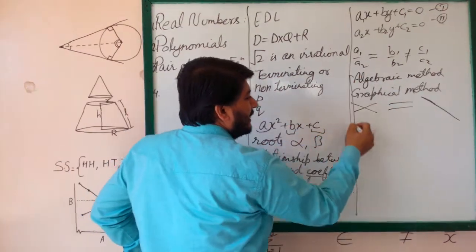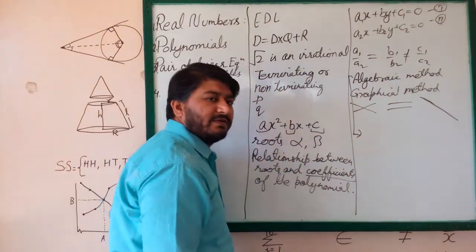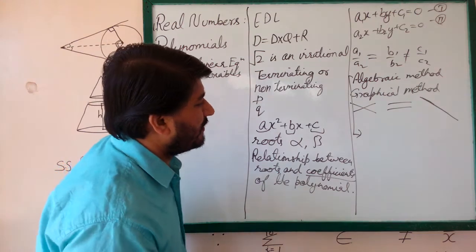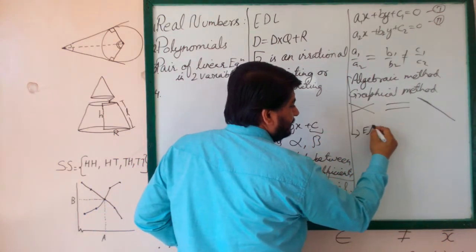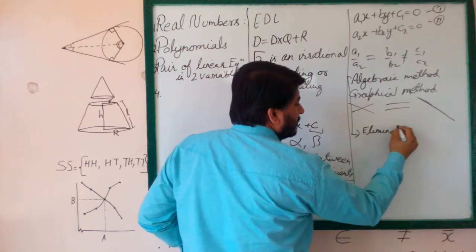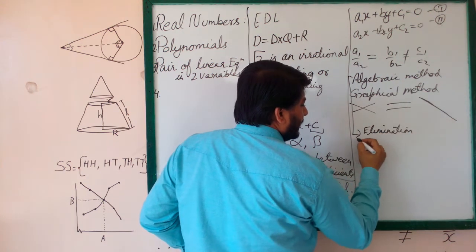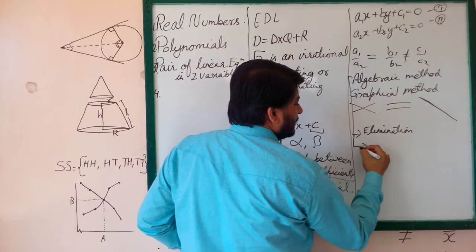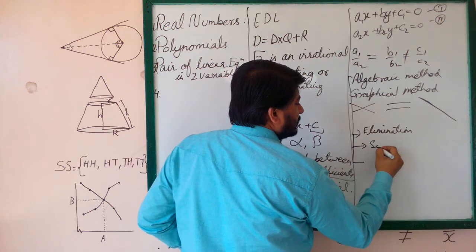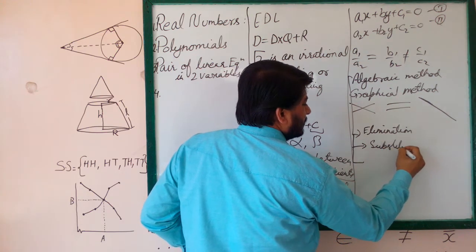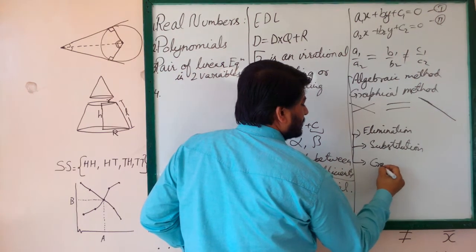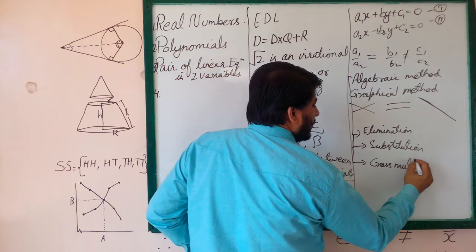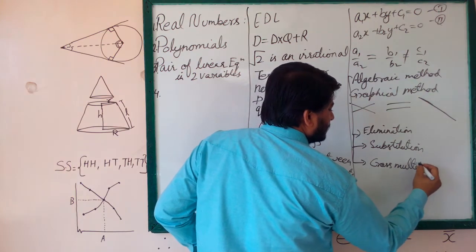Depending on this algebraic approach, there are three different methods by which you can solve a pair of linear equations in two variables. The first one is elimination, the second one is substitution, and the third one is cross multiplication.